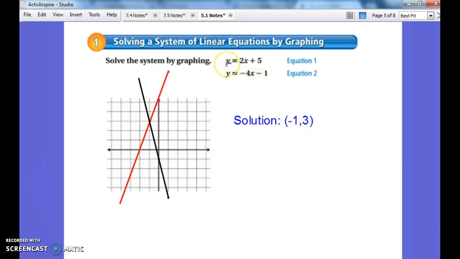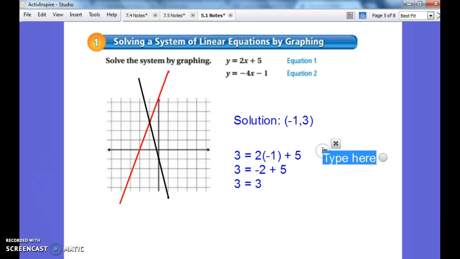Okay. Now if I were to plug these numbers in, so here's my x is negative 1, and my y is 3, I should see that the equations work out. So let's try it. 3 equals 2 times negative 1, plus 5. I'm plugging it into the first one. That's going to be 3 equals negative 2 plus 5. That's going to be 3 equals 3.